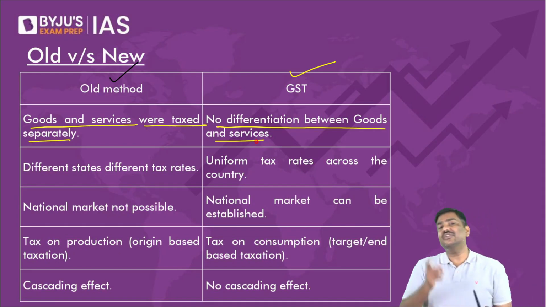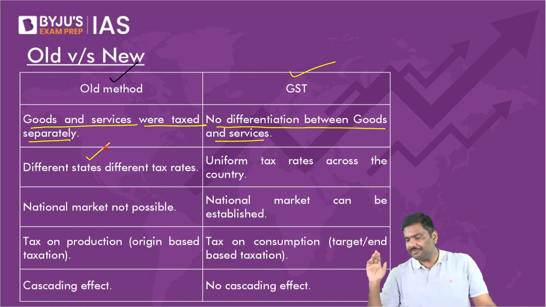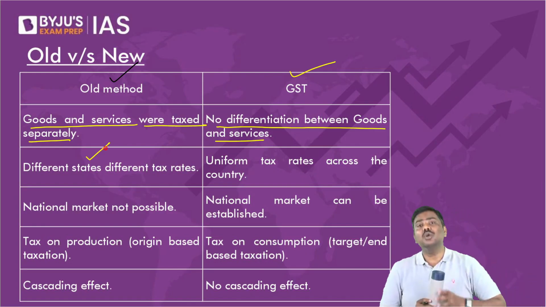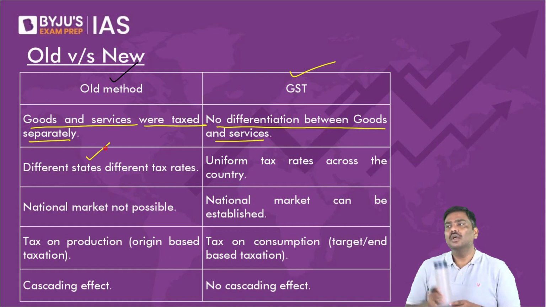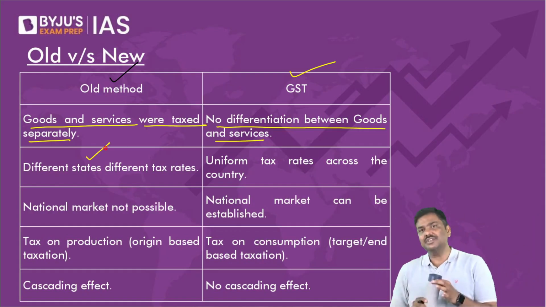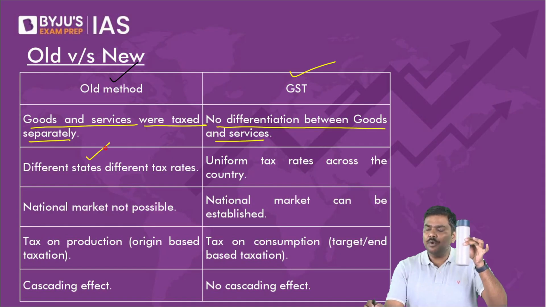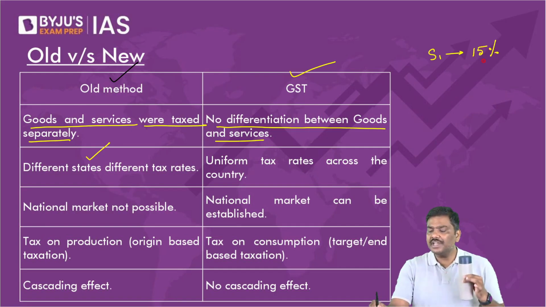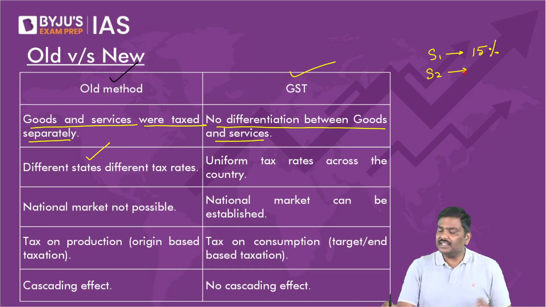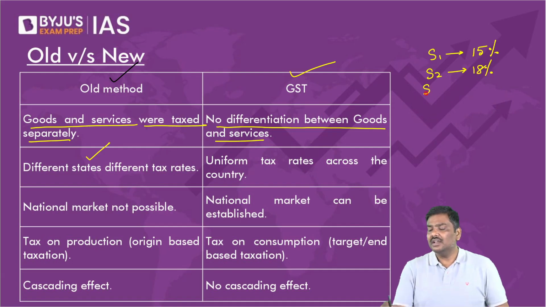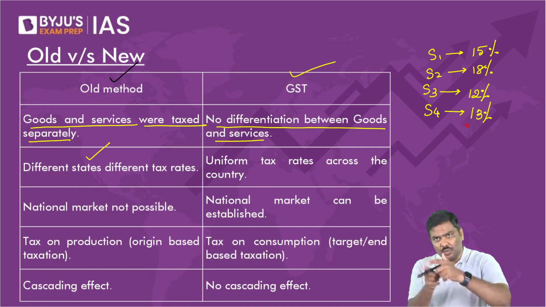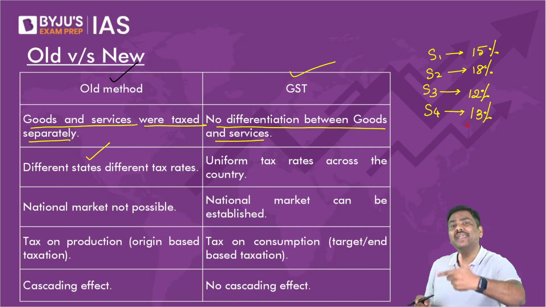Second, earlier different states had different indirect tax rates. For example, if this product was sold in the market in the earlier taxation structure, state 1 would impose 15% sales tax, VAT. State 2 would impose 18% VAT. State 3 would impose 12% VAT. State 4 would impose 13% VAT. So from one state to another state, the rates of taxation were different. Don't you think that's a complicated process?